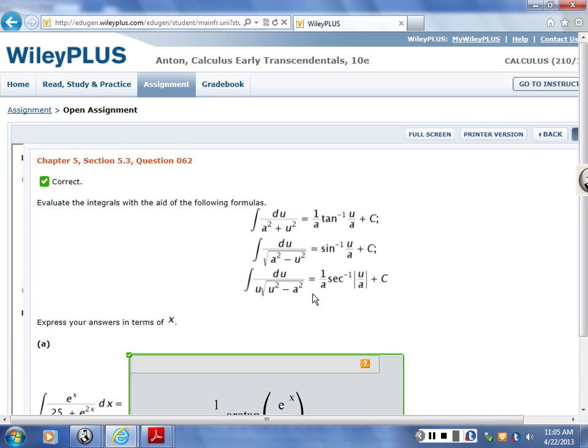It's the same book, right? It is the same book. It's the same book, the same Wiley, the same everything.